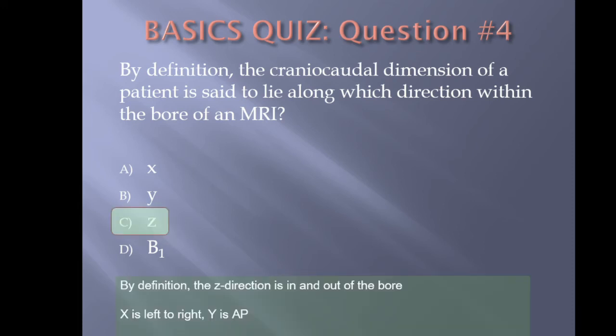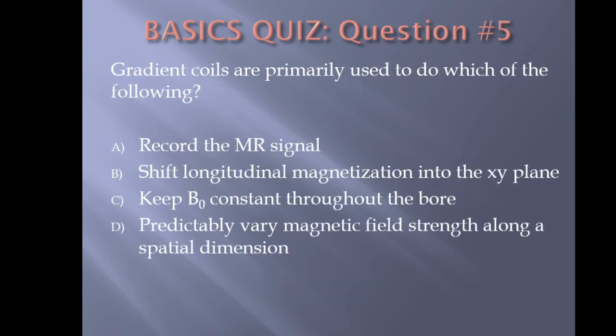All right, good. So Z is the correct answer. X, for our purposes in the future, is going to be left to right. Y is going to be up and down. And B1 is the direction of the RF pulse, right?